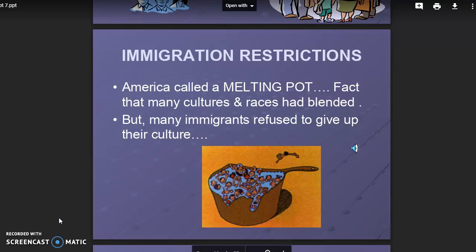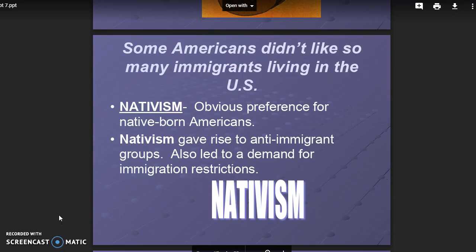Question number 9. What were some Americans' reactions to new immigrants? And then define nativism. On this slide you can see some Americans didn't like so many immigrants living in the U.S. Here is your definition. Nativism: obvious preference for native-born Americans. Nativism gave rise to anti-immigrant groups and also led to a demand for immigration restrictions. Please summarize this slide for number 9.